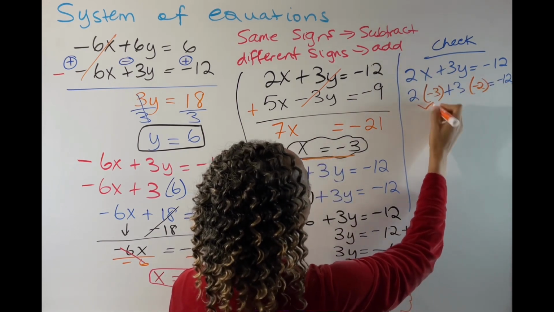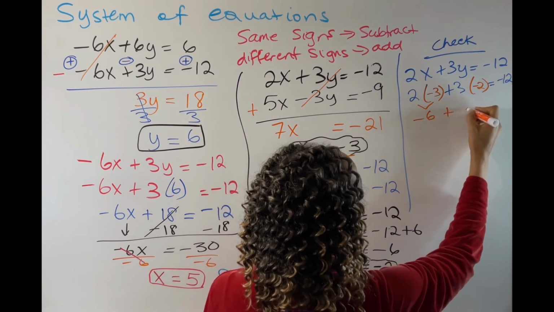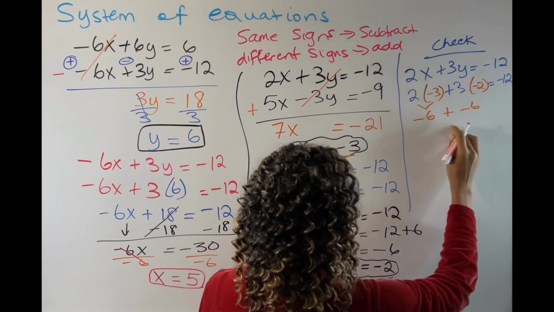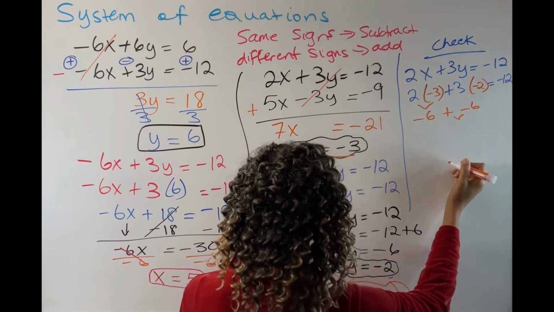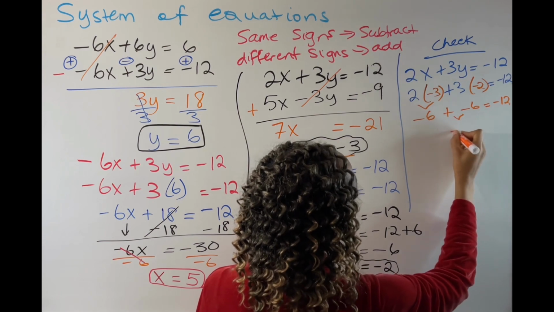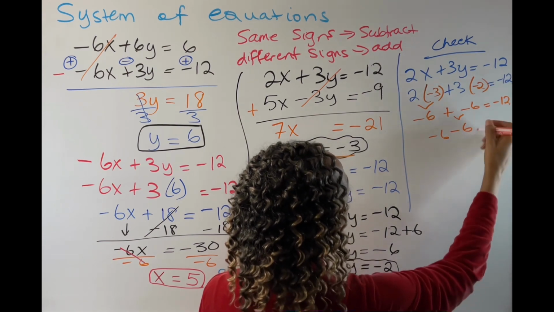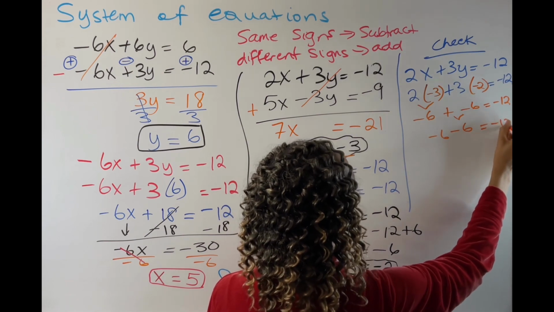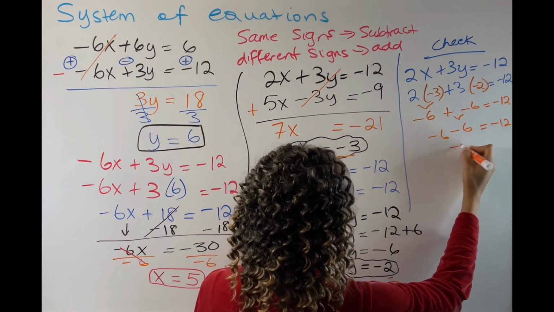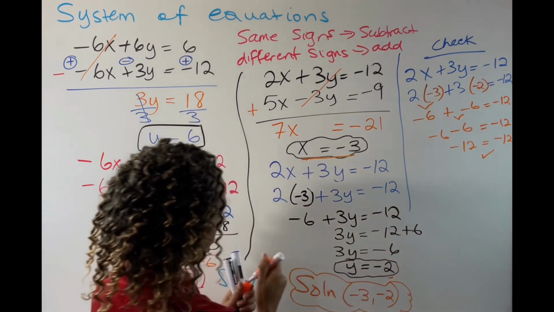So we are going to multiply this. It's going to be negative 6 plus, this is going to be negative 6. If you find yourself doing this, please don't leave it like that. Rewrite it underneath, and you should have negative 6 minus 6 is going to be equal to negative 12. So negative 6 minus 6 is negative 12 equal negative 12. And yes, that is indeed correct.